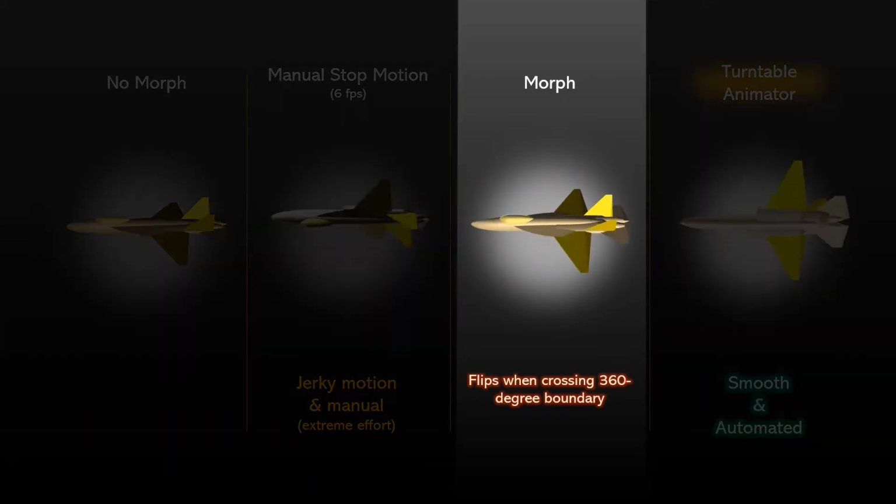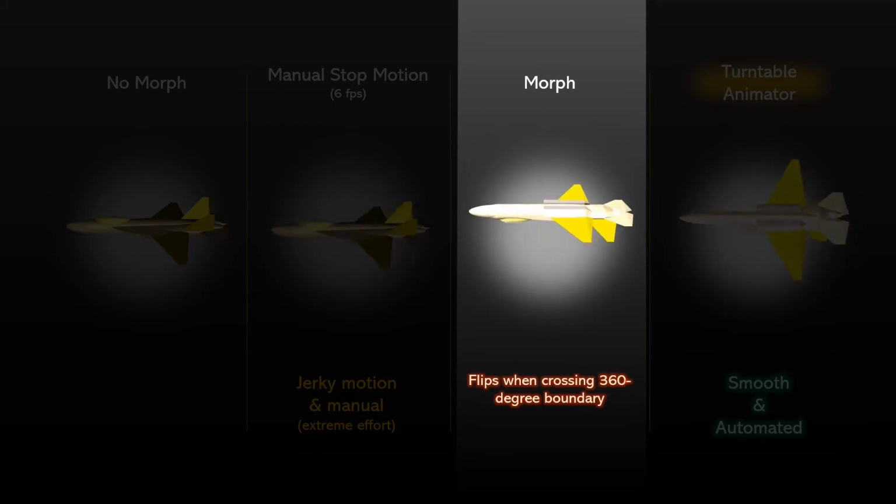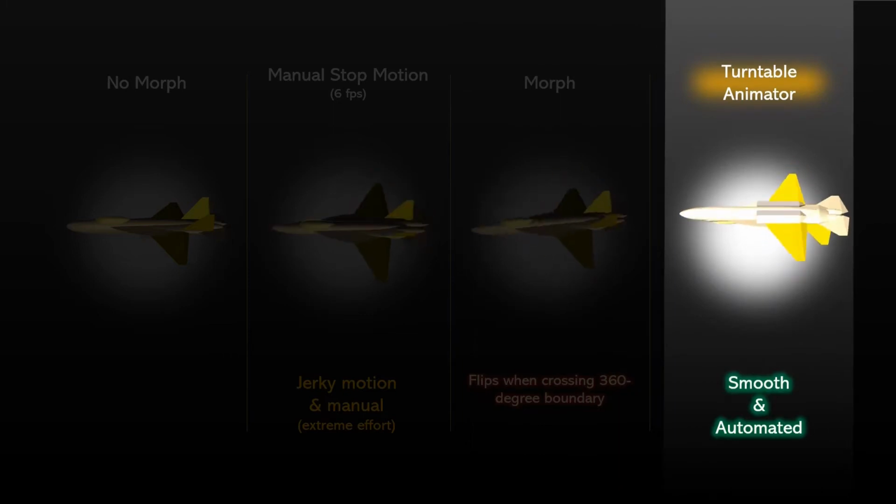In fact, Morph fails when the 3D model is turned sideways. It creates funny-looking flips as the model is animated across the 360-degree rotation boundary. The Turntable Animator handles this case very well.